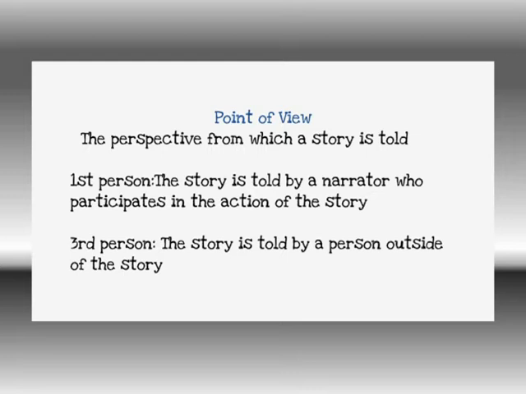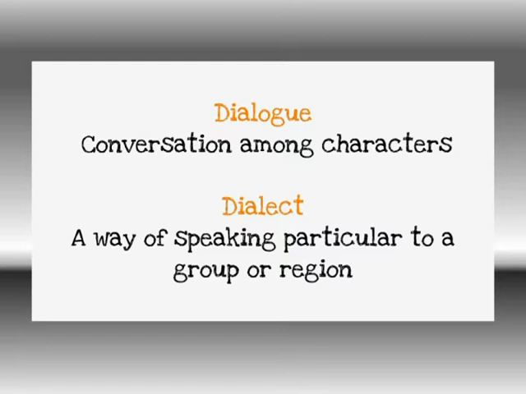The perspective from which a story is told is known as point of view. A story could be told from the first person (I, me, mine), second person (you, your), third person (he, she, they, their), or the omniscient point of view. With this last one, the reader knows everyone's thoughts or feelings.